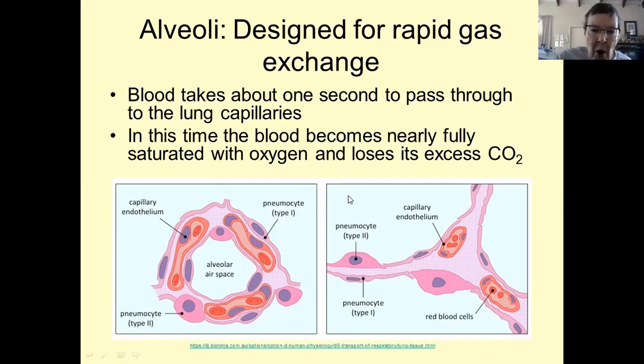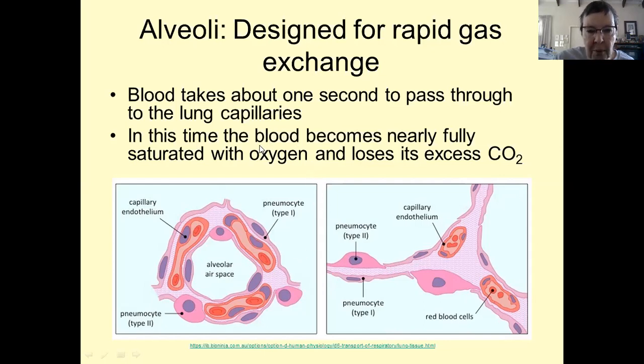And as the blood passes the alveolus, it becomes nearly fully saturated with oxygen and loses its excess carbon dioxide. So as this is happening, oxygen is going in that direction, carbon dioxide is going in the opposite direction, because remember, each gas diffuses from its area of high diffusion pressure or higher concentration to the area of that gas's lower concentration. So oxygen is going that way, carbon dioxide is going back again.